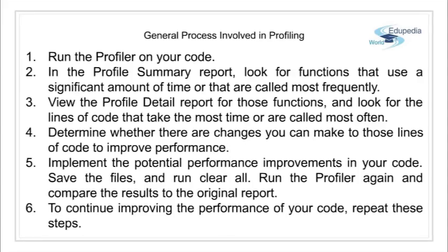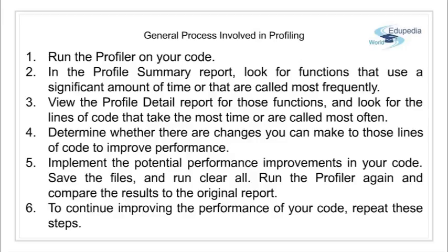There are certain general processes that are involved in any kind of profiling, whether on MATLAB, C, Python, or whatever. So first you run the profiler on your code. Second, in the profile summary report, you look for functions that are using a significant amount of time and are called most frequently. Then you view the profile detail report for those functions and look for the lines of code that take the most time and are called most often. Consider keeping a copy of the first detailed report as a basis for comparison. So whatever changes you make in your code, that will be your benchmark. You have to be faster than this first base report.